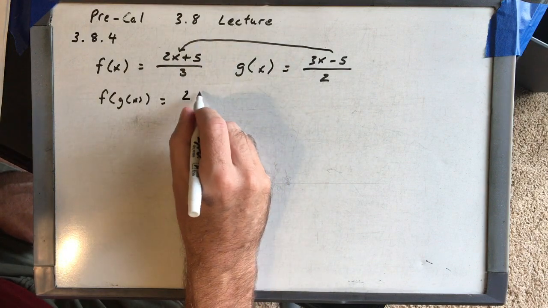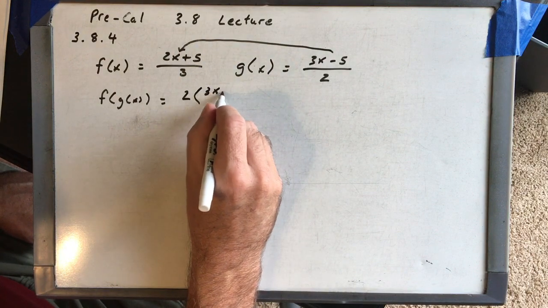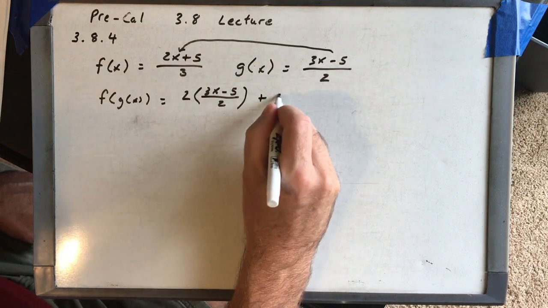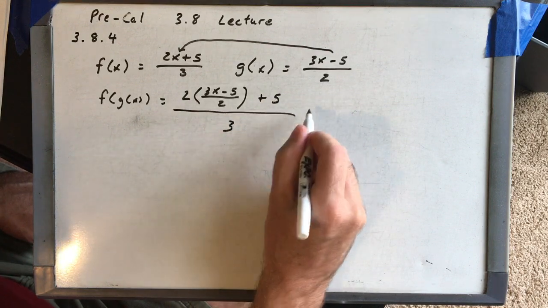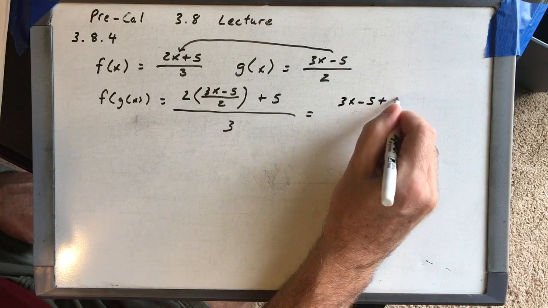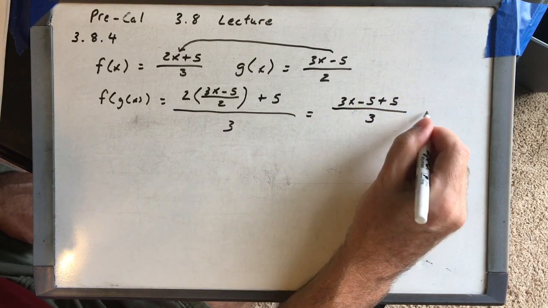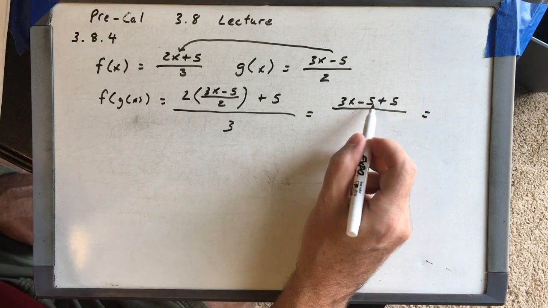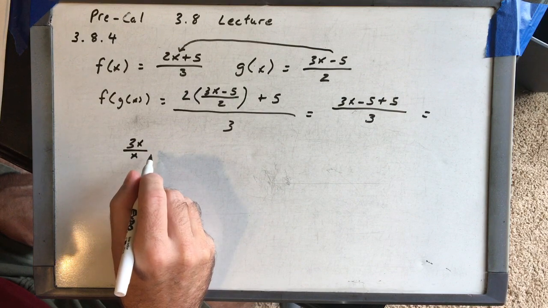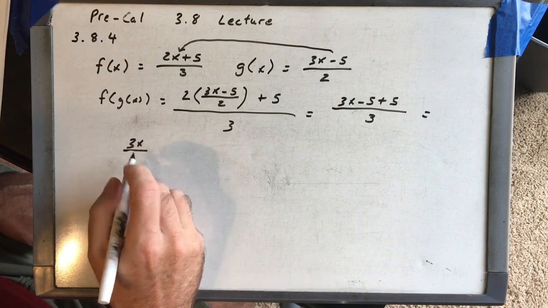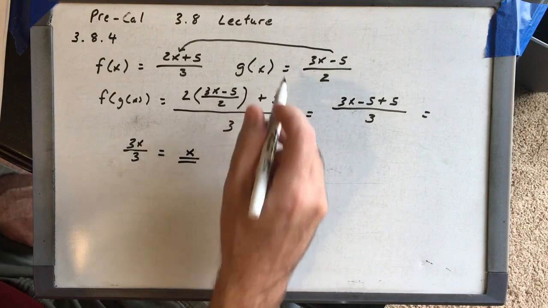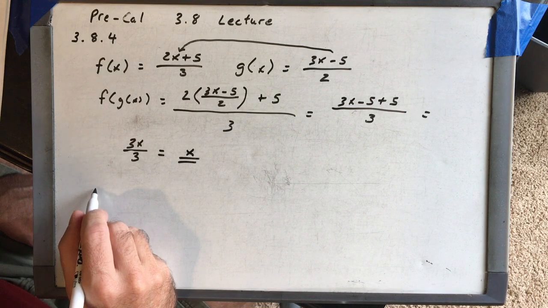So that's going to be 2 times (3x minus 5) over 2. So I just plug that in for x, plus 5, all over 3. Well, the 2's cancel, and you have 3x minus 5 plus 5 on top over 3. And the 5 and negative 5 cancel, so you'd have 3x over 3, and that's just x. So that one worked. That's f of g of x.